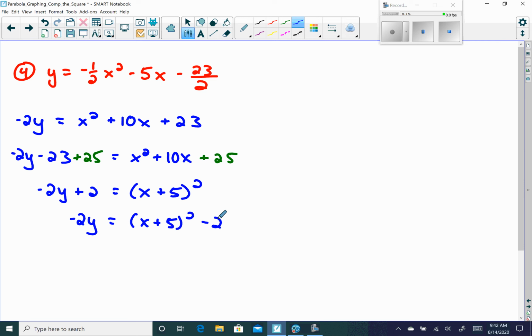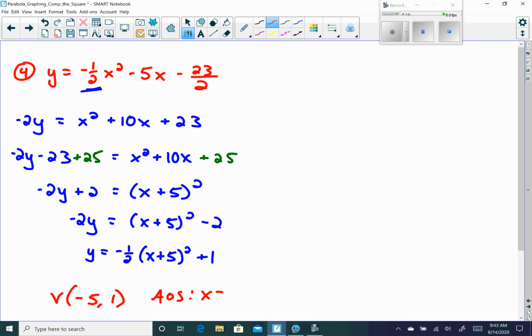And then divide by negative 2, very carefully. Because we're dividing by a negative 2, I just want to write for the quantity here the negative 1/2 out in front. Remember, the a value up here needs to match the a value in the vertex form as well. So we're going to get y is equal to a negative 1/2 times the quantity x plus 5 squared. Negative 2 divided by negative 2 will give us a positive 1. So here our vertex is negative 5, positive 1. Our axis of symmetry is x equals negative 5.